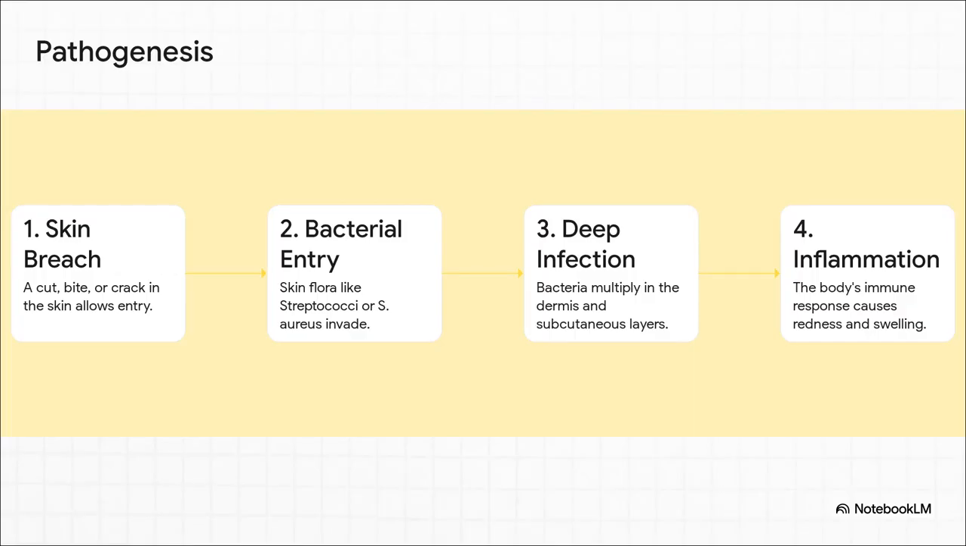So how does this all start? Well, just think of your skin as a fortress wall. It's usually pretty good at keeping invaders out, but all it takes is one tiny crack in that wall. A little cut, a bug bite, maybe some dry, cracked skin from athlete's foot, that's the invitation. Bacteria on your skin, which are normally harmless, see that opening, they sneak in, and they start to multiply deep inside. And that redness and swelling we see, that's basically the body sounding the alarm and sending in the troops to fight.